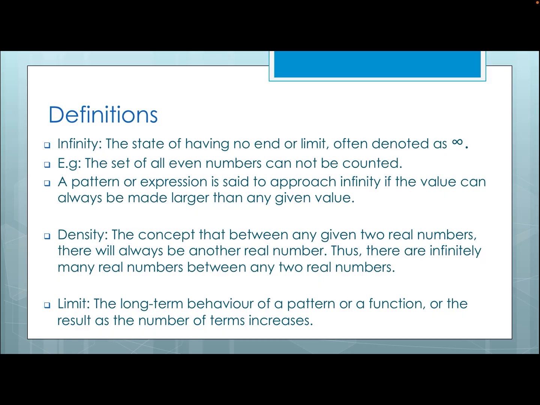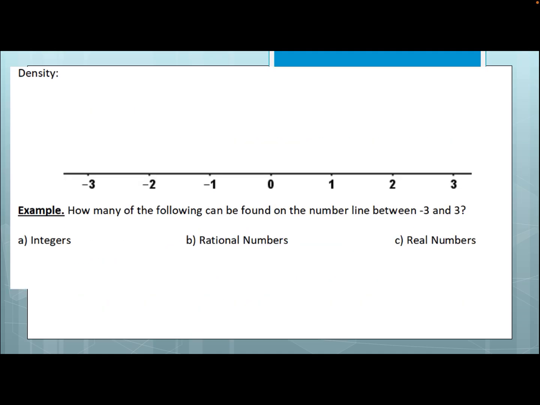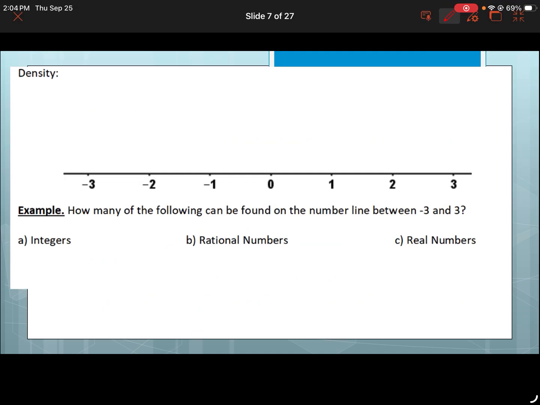And then limit is something we're going to talk about later. It is the long-term behavior of a pattern. Towards the end of this lesson, we're basically saying, where does that pattern go? If you know how a pattern goes, where is it ending? Is it going to end at infinity? Is it going to end at 0? I don't know. Is it going to end at negative infinity? I don't know. We'll talk about it. So let's talk about density.